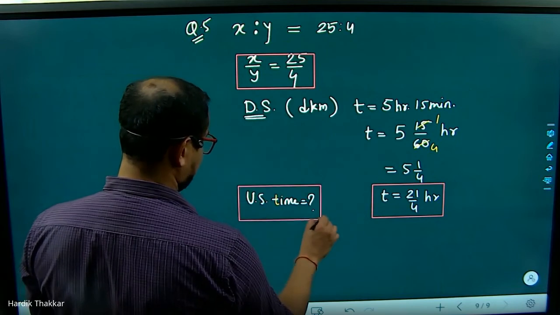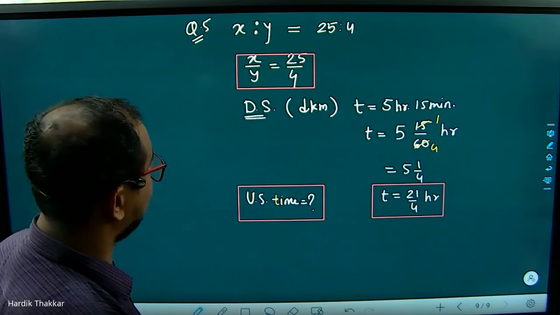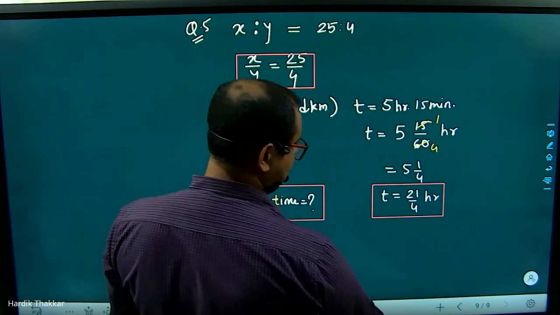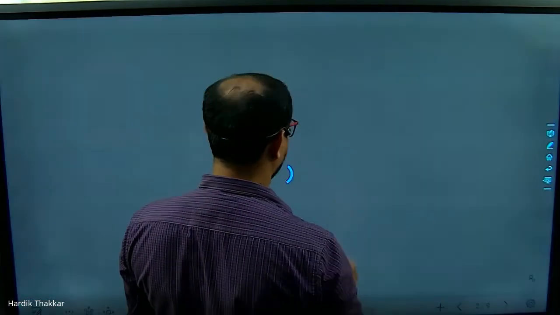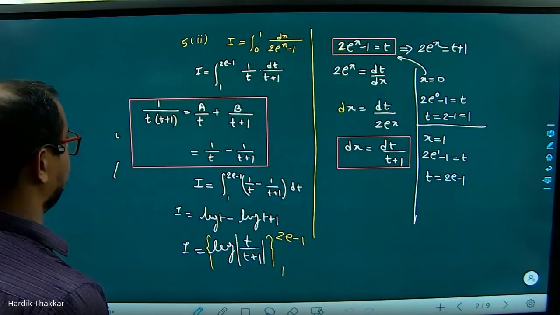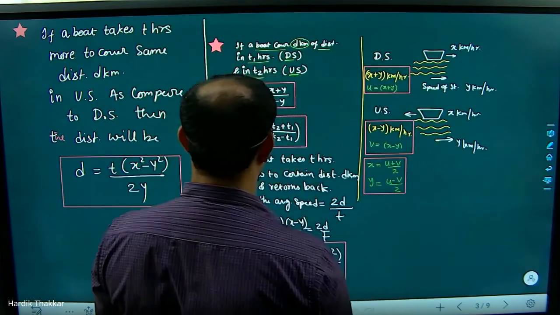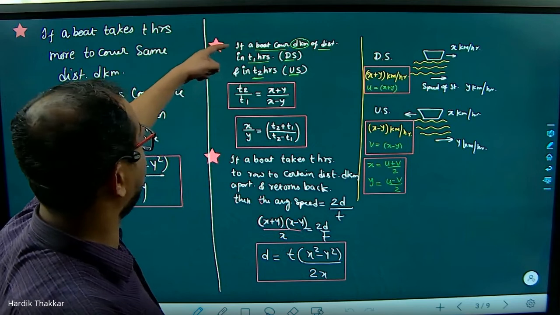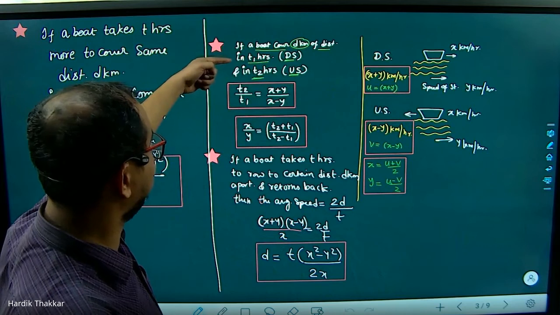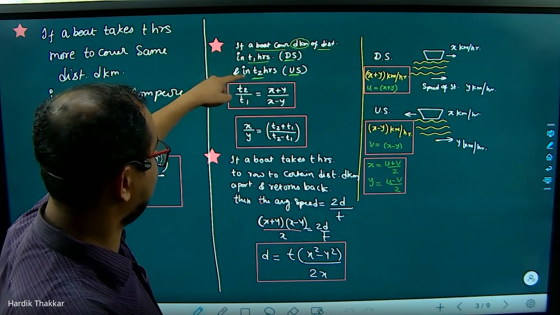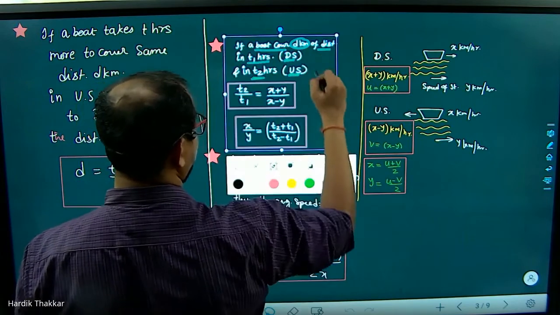Now we can see what we have to do in this particular case. So just look at the note points that I have explained in the first slide. Yes, here. So if a boat goes d kilometer of distance in t1 hours for downstream, t2 for upstream. So I'm just copying this particular statement.